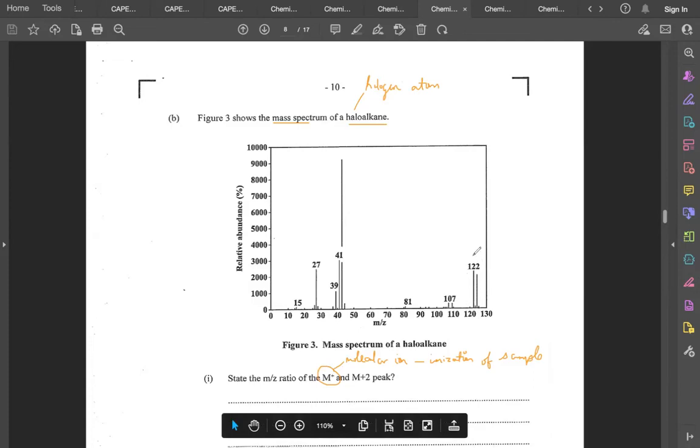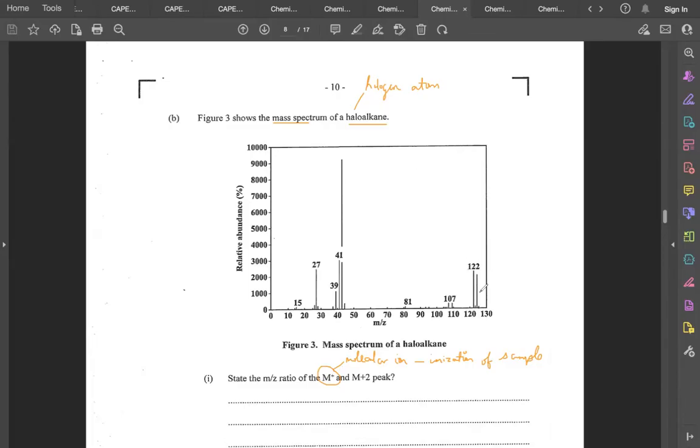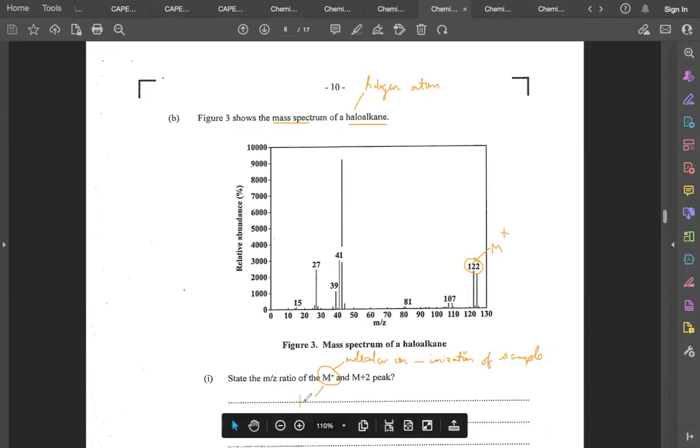So for this spectrum, our molecular ion peak will be this one right here, right? So this will be our M plus peak. So the M plus peak is at an m/z ratio of 122, and that's what they want us to write here, right? So this is our molecular ion peak.